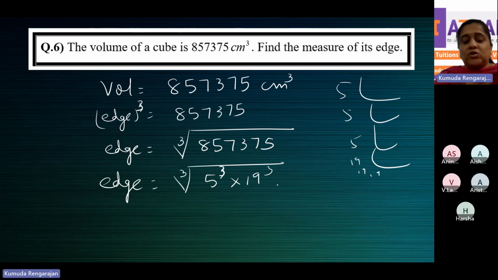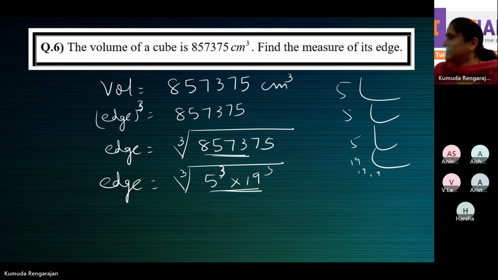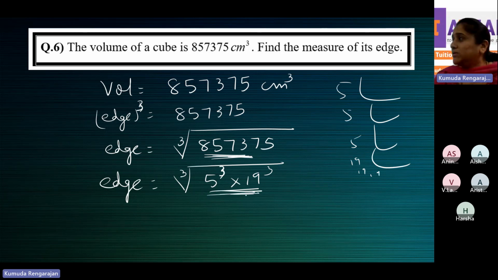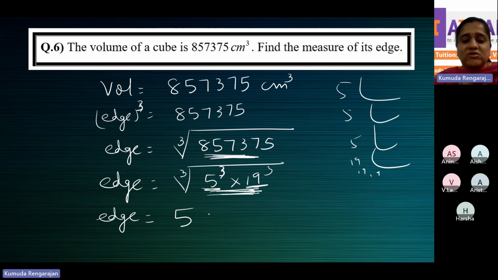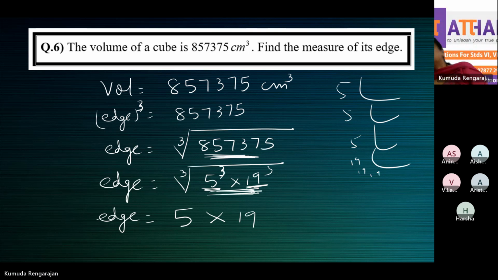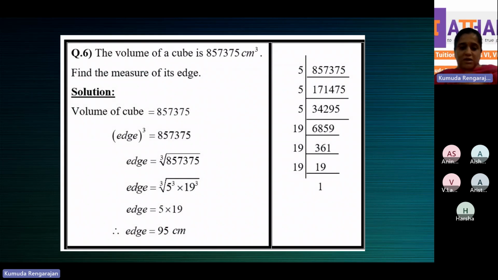So 5 cubed into 19 cubed. See, we are not still out of the cube root. This number can also be written as 5 cubed into 19 cubed. All right. Now we'll get rid of the cube root symbol. From 3 5s, 1 5 out, and from 3 19s, 1 19 out. So 5 into 19, 95 centimeters is the edge of the cube. All right, children?